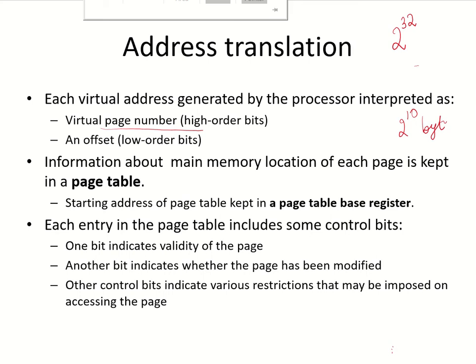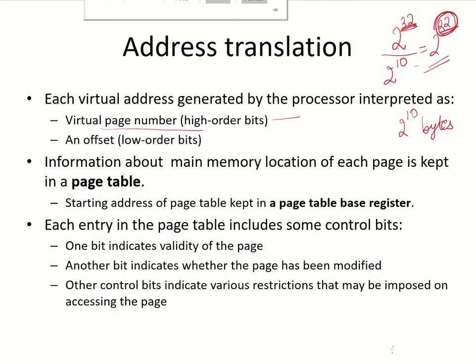That means 1024 bytes. So how many pages will be there in this virtual space? 2 to the power of 32 divided by 2 to the power of 10, which is 2 to the power of 22 pages. These many pages will be there in the virtual space. So 22 bits will be required to refer to a particular virtual page number. These 22 bits will help us figure out in which virtual page an address lies. So out of the 32 bits of the address, 22 bits will be used for the virtual page number.